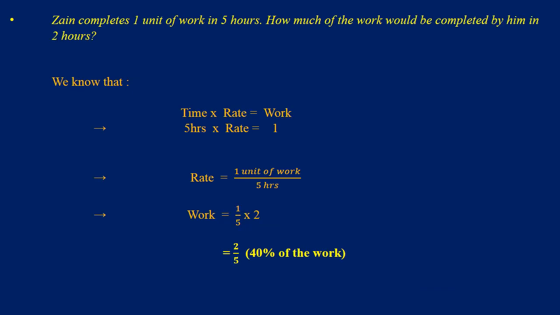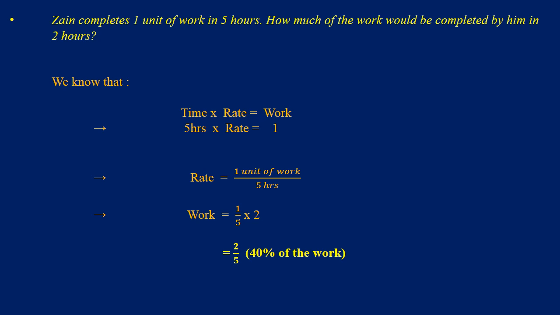Now the first question of this lesson says that Zan completes 1 unit of work in 5 hours. How much of the work would be completed by him in 2 hours? Now this 1 unit of work can be anything, like baking a cake, solving a question, etc. To solve this, we need to understand the relationship between time and work. Now time into the rate at which the work is done gives us the amount of work done.